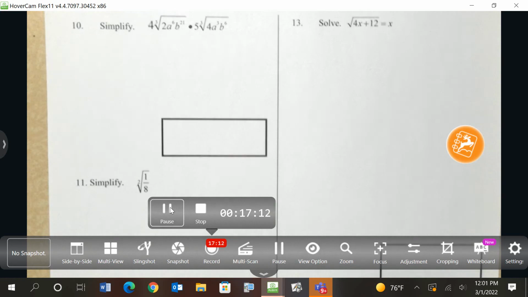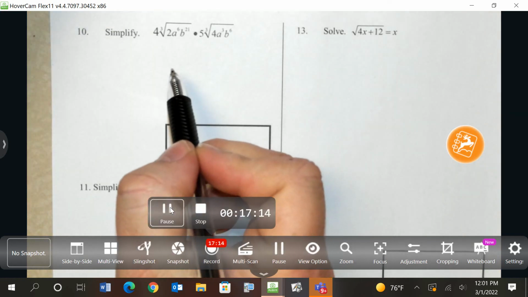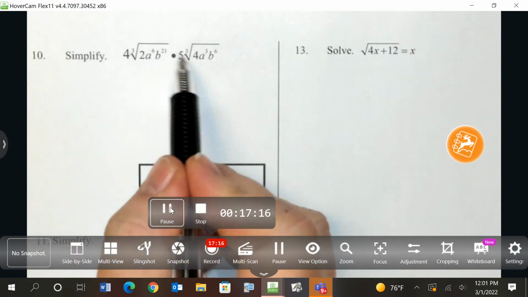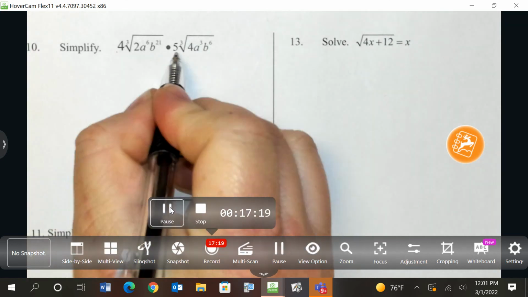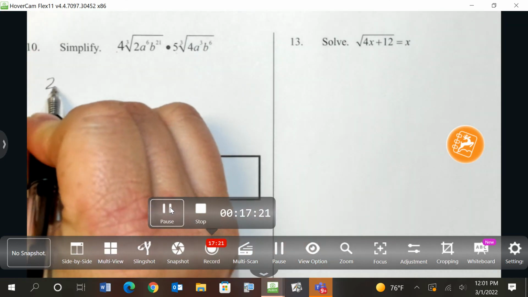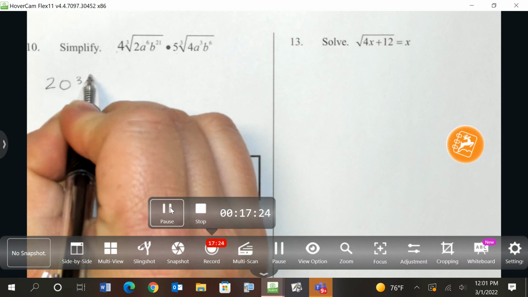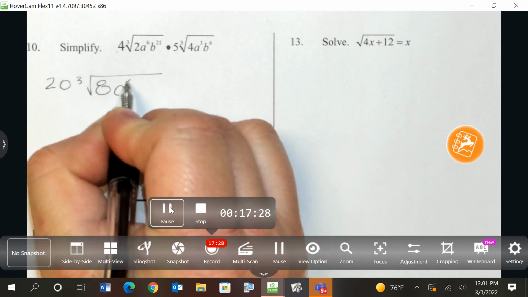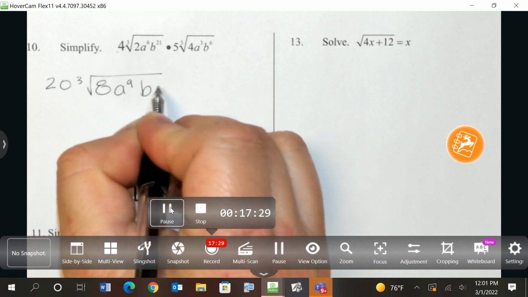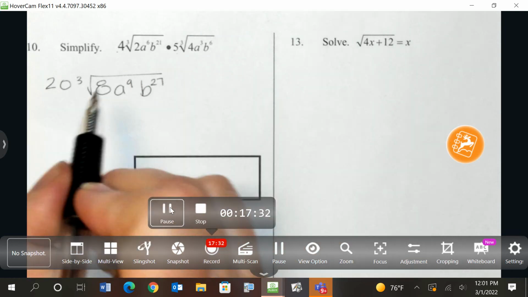How do I simplify number 10? Well, notice that we have the same nth root. That's helpful. Same nth root. And so I'm going to take and rewrite this. 5 times 4 is 20. 2 times 4 is 8. I have a total of 9 A's and a total of 27 B's.